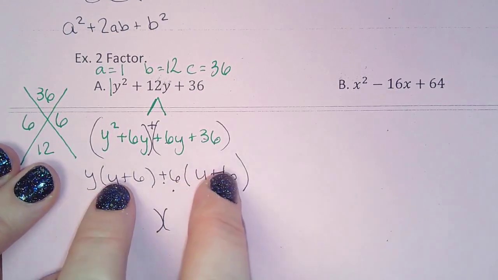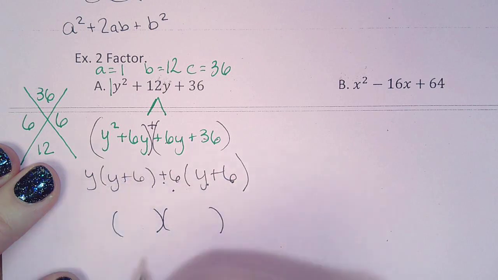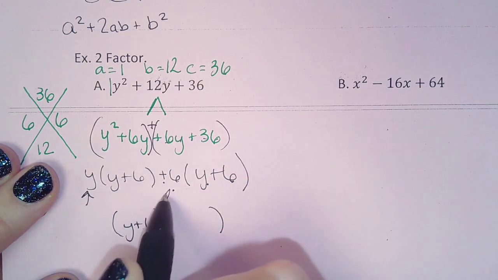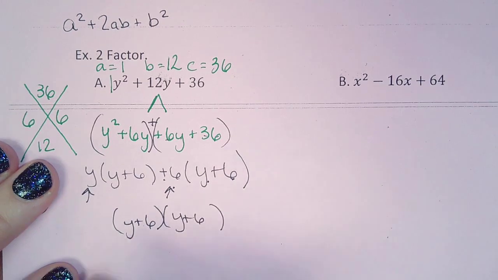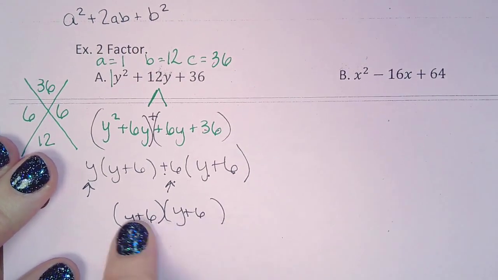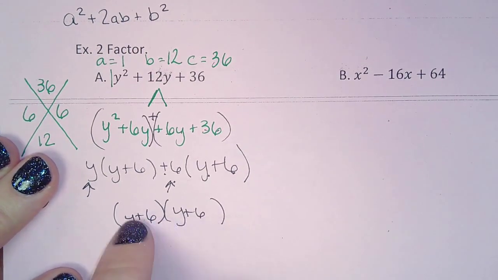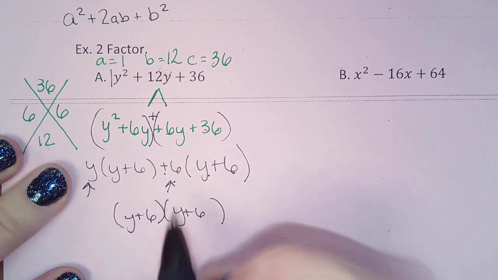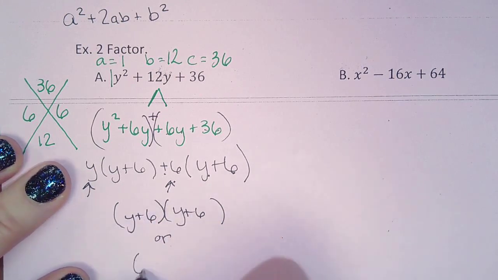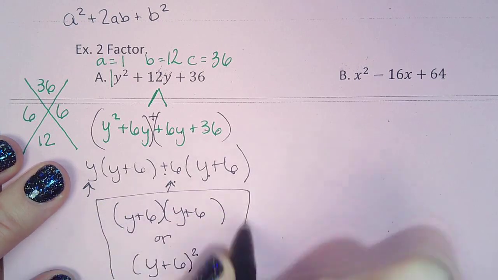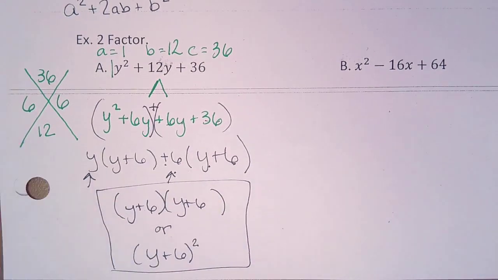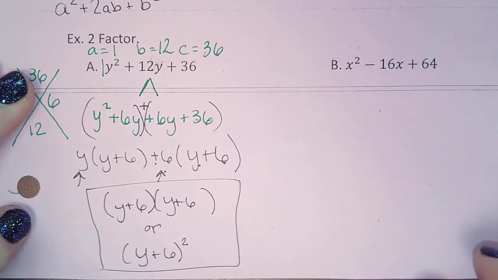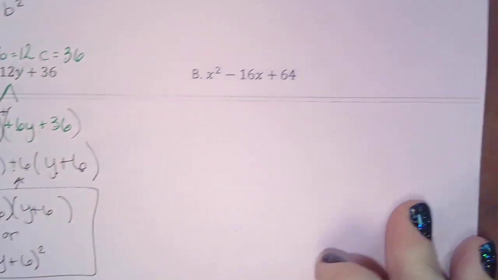All right, if I factor out my GCF here, y plus 6, then I'm left with y plus 6. This is absolutely an acceptable answer. However, because both of these are the exact same thing, we could write it like y plus 6 quantity squared. Either is acceptable. Let's do the next one. This one I'll show you that shortcut.